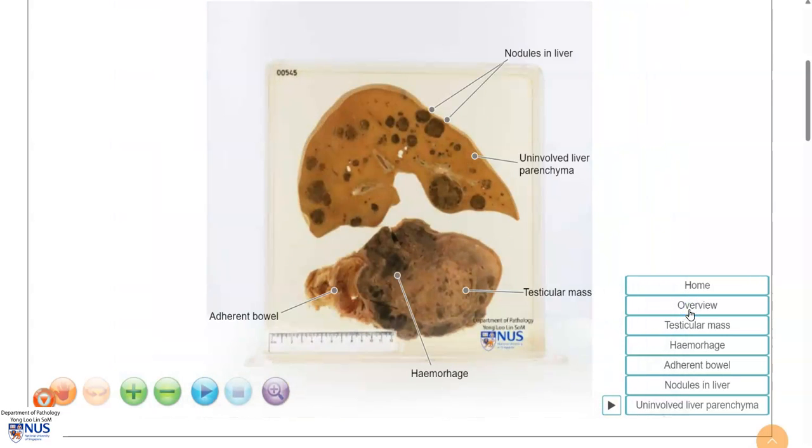So for an overview, we can see that this is a slice of the liver with the pale tan uninvolved liver parenchyma and these well-defined dark brown nodules of metastatic tumor in the liver. And the testis itself is very enlarged and it is replaced by this tumor mass with these blackish areas of hemorrhage. We also have an adjacent adherent bowel loop here, and in the patient, this has caused a hernia.